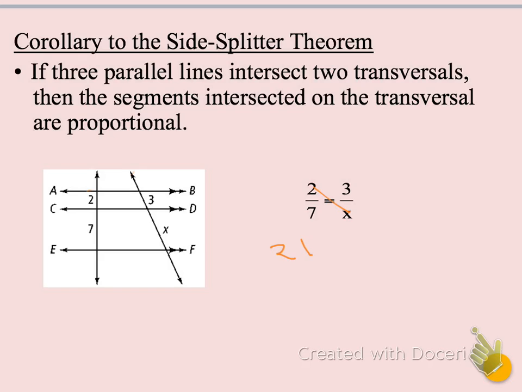So 2 times x is 2x. 7 times 3 is 21. Divide by 2. So x equals 10.5. So this is 10.5 right here.